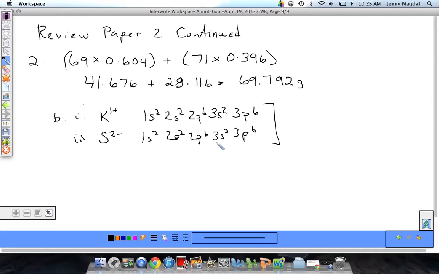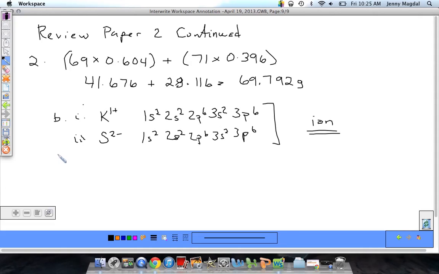They both have the same electron configuration as argon because they are the ions of their normal components. So hopefully, again, you did notice that we are dealing with ions here, not the atoms. So you have to plan accordingly.